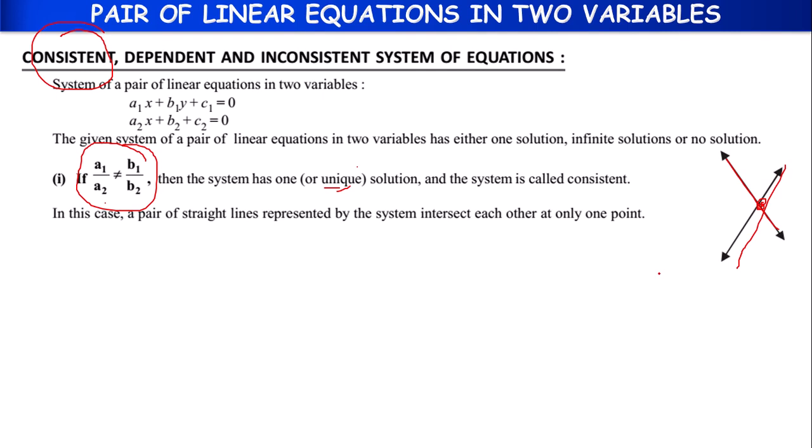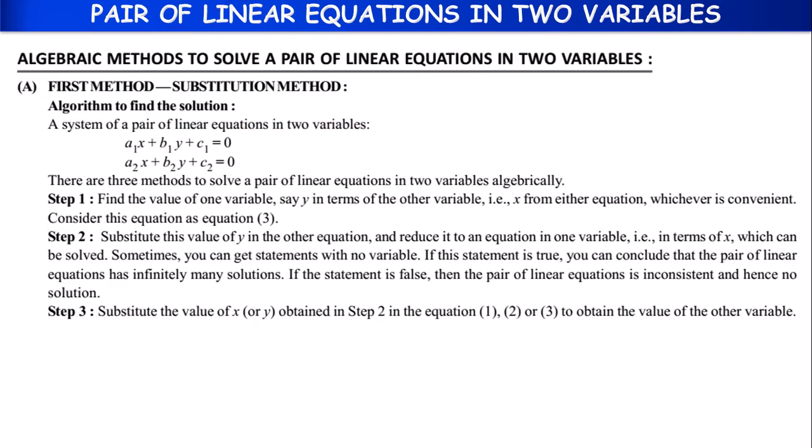So in this way, we can categorize the system of equations into three types. One is consistent, meaning only one solution, a unique solution. Second is dependent, meaning infinite solutions. Third is inconsistent, meaning no solution. Okay, children. So next.